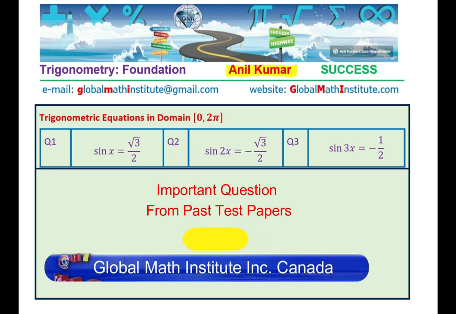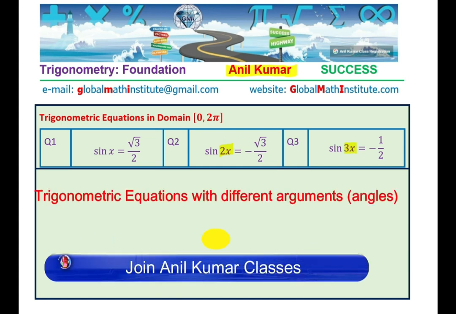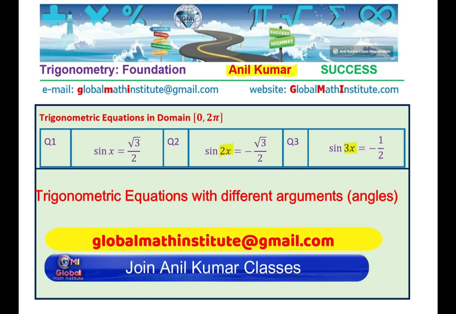Now, here we have three different questions. One is sin x equals square root 3 by 2. The other one is sin 2x equals minus square root 3 by 2. And then we have sin 3x equals minus half. Let us try to understand, when the argument is nx, how do we get the required number of solutions within a confined domain of 0 to 2 pi?